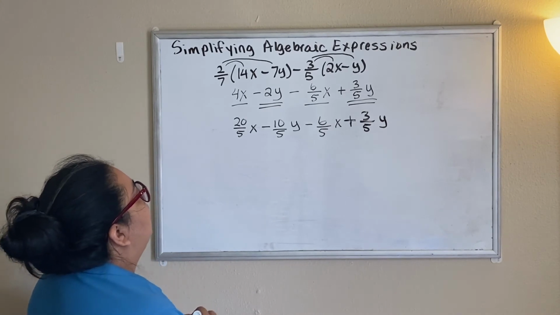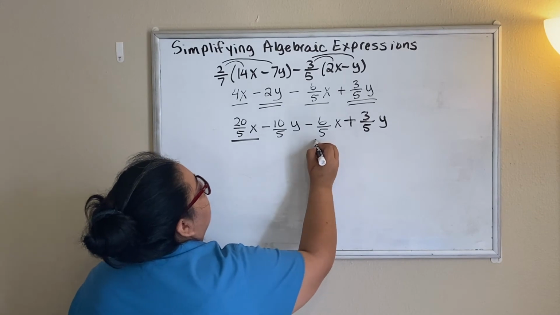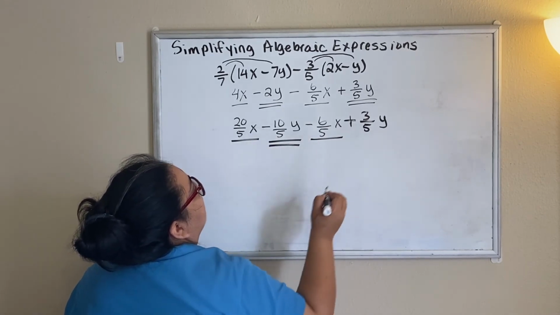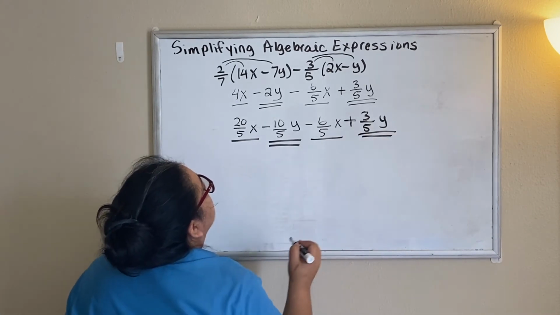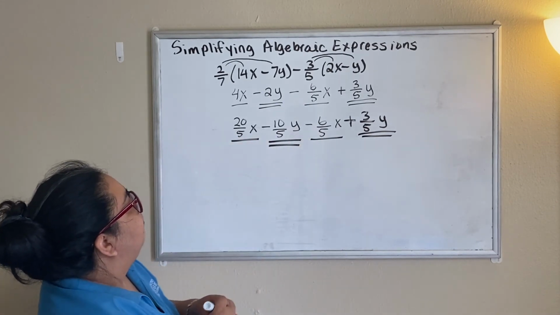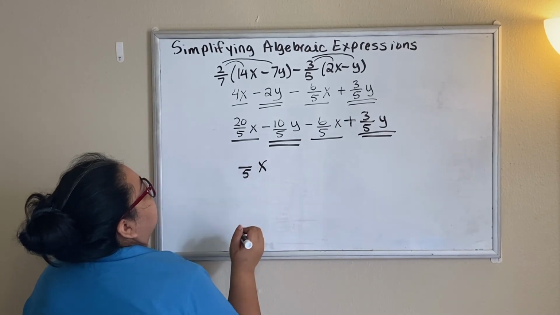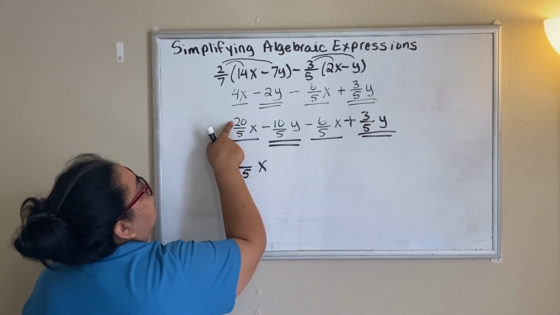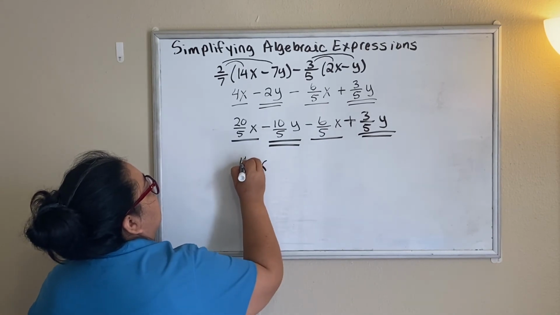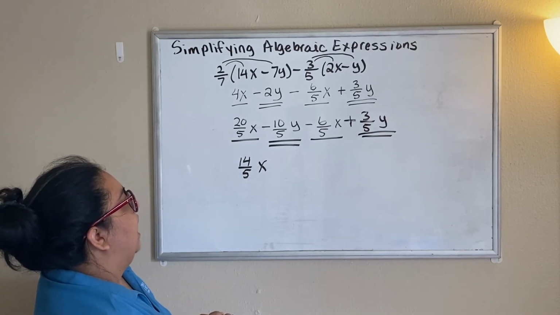And now we're going to combine like terms. We're going to combine 20/5 x with negative 6/5 x, and we're going to combine negative 10/5 y with 3/5 y. So now we have the same denominator of 5. Our answer is going to be over 5, and it's going to have an x. To figure out the numerator, we say 20 minus 6, and 20 minus 6 is 14. So our first term is going to be 14/5 x.